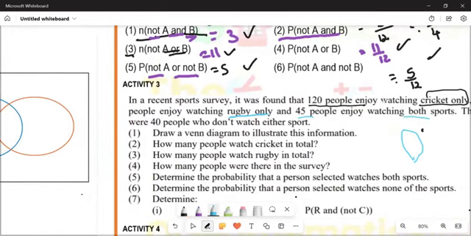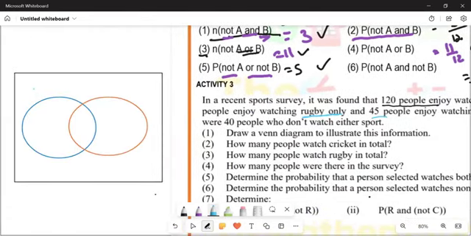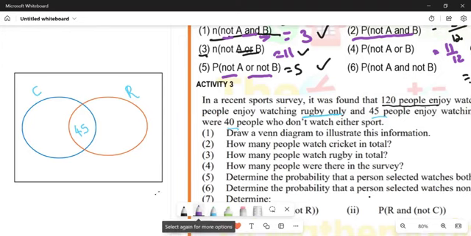They say we have people who enjoy watching cricket, so we'll represent that one with C. We have people who enjoy watching rugby, we'll represent that one with R. And then where are we going to start? We're going to start in the middle. How many people enjoy both rugby and cricket? It's 45. And then we have people who don't enjoy neither. How many people don't enjoy any of the sports? 40. We have 40 people who don't enjoy any of these.